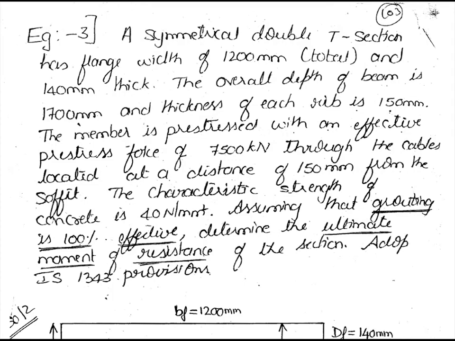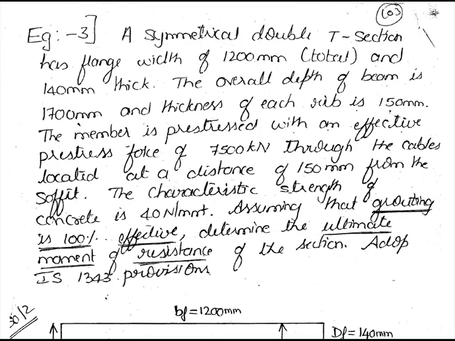The member is pre-stressed with an effective pre-stressing force of 1500 kilonewton through the cables located at a distance of 150 mm from the soffit. The characteristic strength of concrete is 40 Newton per mm square. Assuming that grouting is 100% effective, determine the ultimate moment of resistance of the section. Adopt IS 1343 provisions.